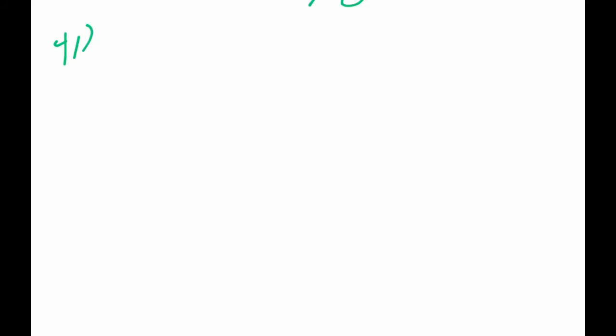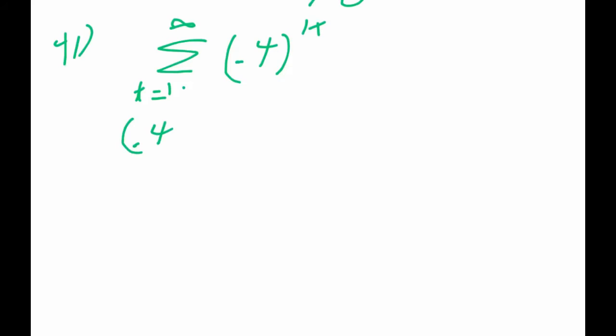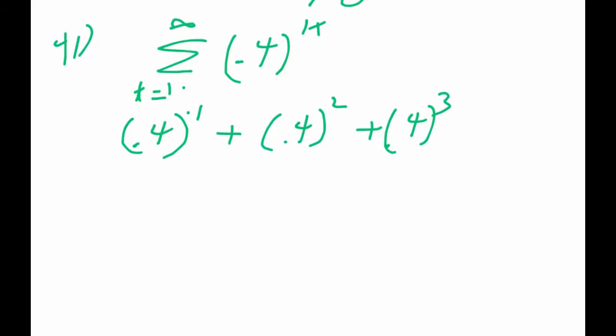For 41B, this time they give me the sum from 1 to infinity of 0.4 to the k. So I got 0.4 to the first, and I'm not going to do this all the way to infinity. 0.4 to the third, dot, dot, dot. We'll just do the first 3. If we needed to do more, we could. But 0.4 to the first is 0.4. 0.4 to the second is 0.16. 0.4 to the third is 0.064.